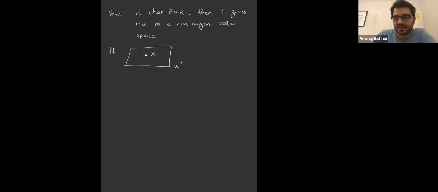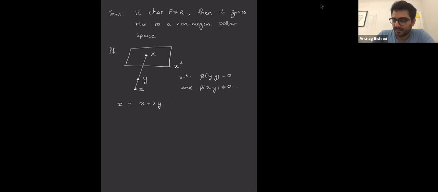X perp. We want to show that there exists a Y such that Y is totally isotropic, so beta of Y comma Y is 0 and beta of X comma Y is not 0. We want to demonstrate that such a Y exists. So Y is not in X perp. And for that, you can just do the following. Take the line joining them in the projective space. And then on this line, any arbitrary Z can be written as something like X plus lambda Y.